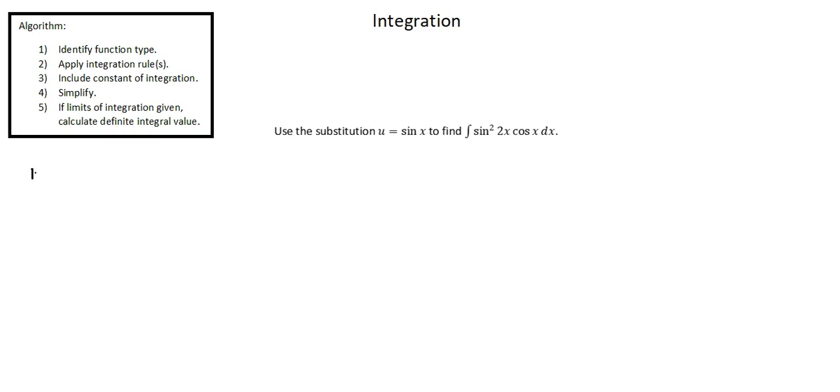Going to our algorithm, step 1, identify function type. We're given a substitution, so we're dealing with substitution to replace the x terms with u terms. Step 2, apply integration rules. Let's work through our substitutions. The first we're given, u equals sine x.